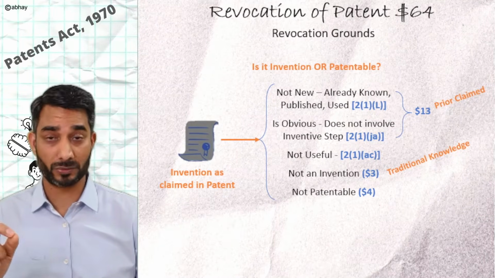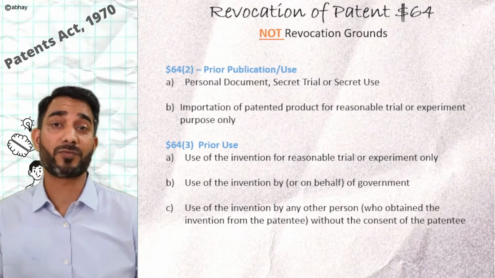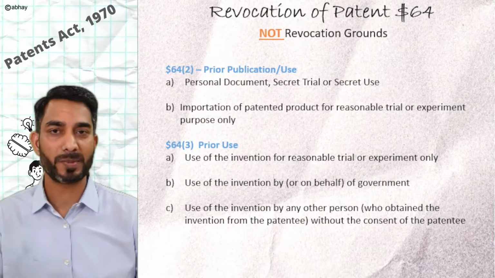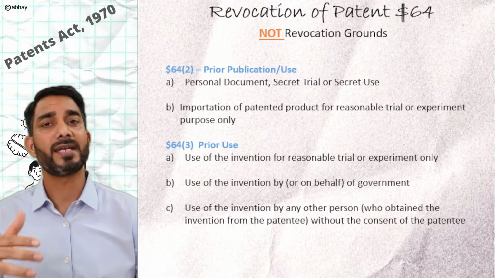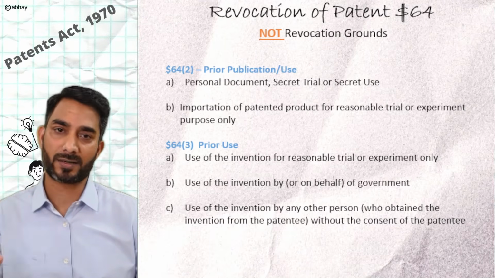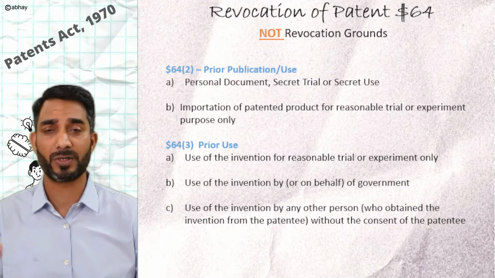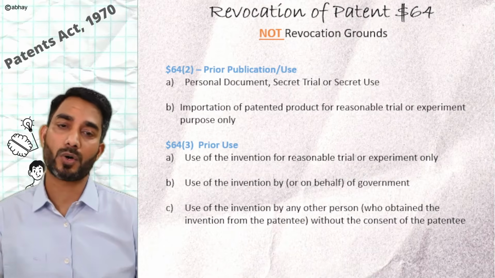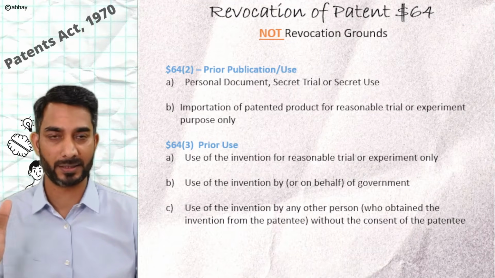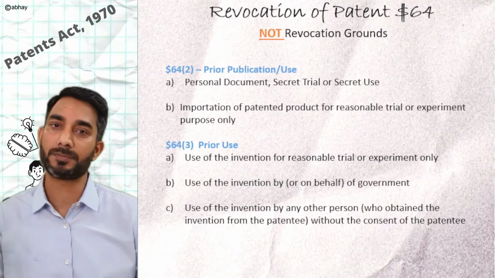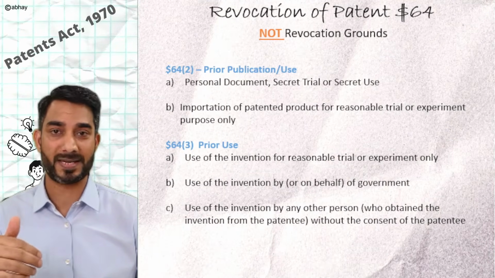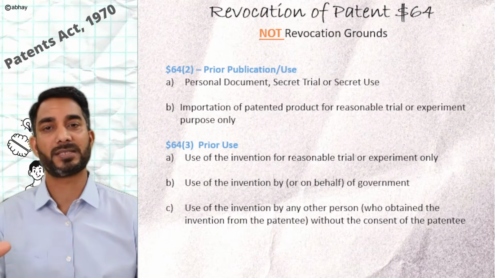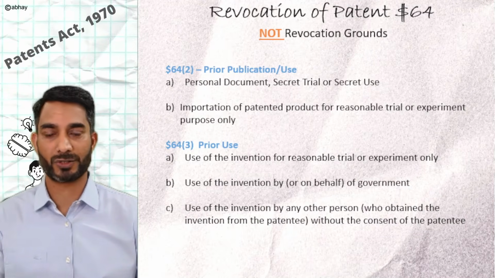There are few exceptions also. Section 64.2 and section 64.3 provides such an exception. So prior publication by means of a personal document will not be considered as a valid ground, or any prior use only for secret trial or secret use or experimental purpose will not be considered as a valid ground for revocation. Similarly, use of the invention by or on behalf of the government will not be a valid ground. Further, if the invention was used by another person who obtained the invention from the patentee but used the invention without the consent of the patentee, such usage will not be considered as valid ground for revocation of the patent.